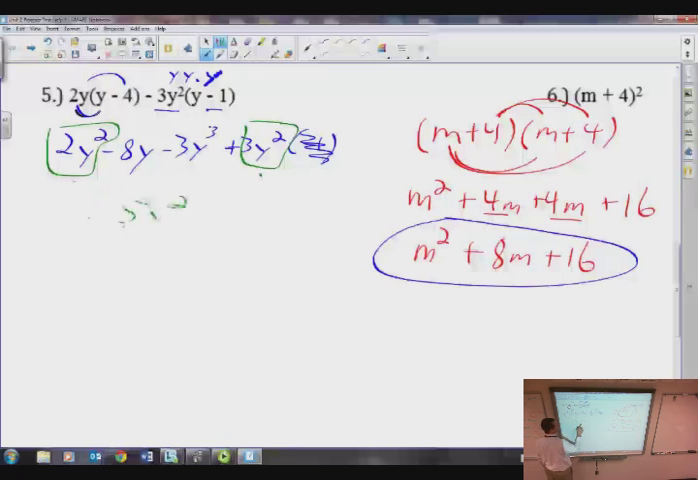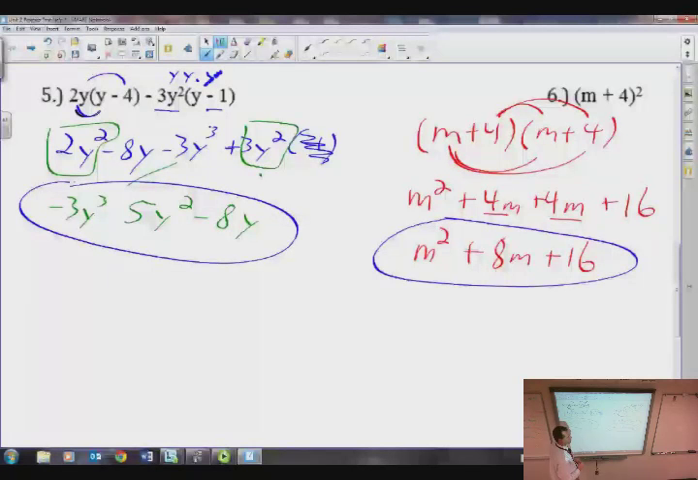Don't forget, we like to put the cubed in front there. So we're going to bring that down. That's going to be a negative 3y cubed. And then finally bring the negative 8y down. Okay, so the final answer for number 5 is right there.